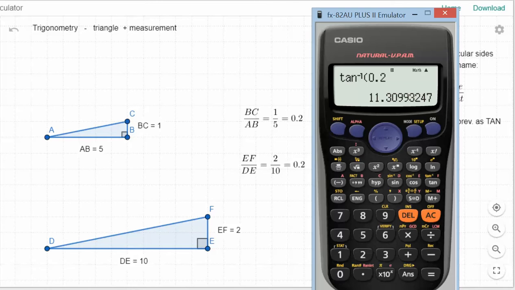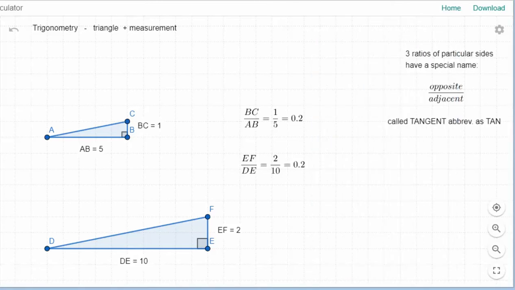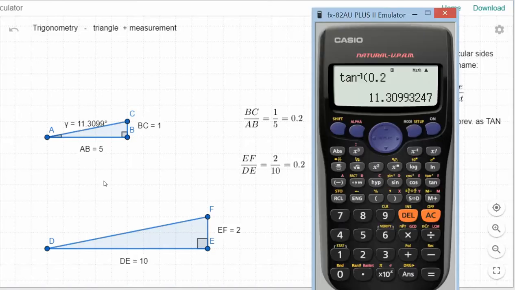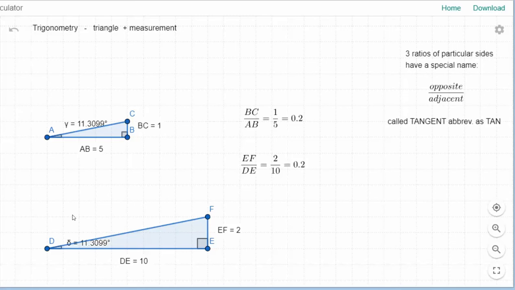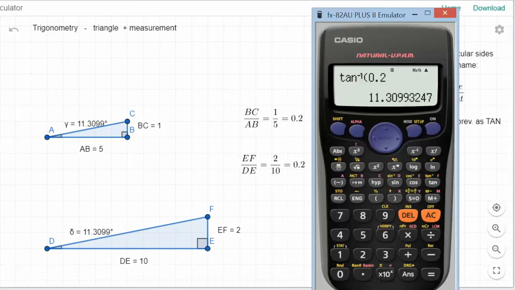Let's just check that. I can go back and turn on that angle and just find somewhere back up here. There it is there. I've just turned that angle on. It's exactly what we got from the calculator, and that'll be the same for the one down the bottom. Okay, so that's what our trig ratios do.